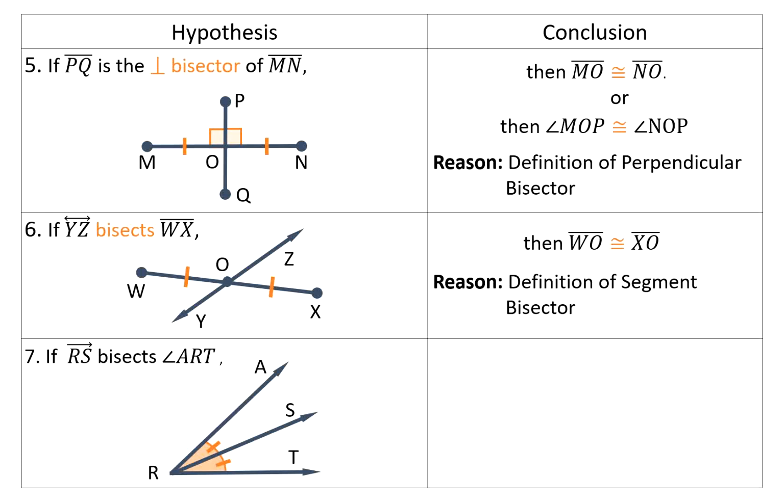Now, dito naman sa number 7, if ray RS bisect angle ART, so yung RS natin, ray RS, hinati niya yung angle na ART. So, ano kaya yung pwede nating maging conclusion? So, dahil hinati mo, nagkaroon ka ng dalawang congruent na angle. So, that means yung angle ARS ay congruent sa SRT. So, ngayon, ano yung reason mo at nag-come up ka ng ganitong conclusion? Our reason would be definition of angle bisector.